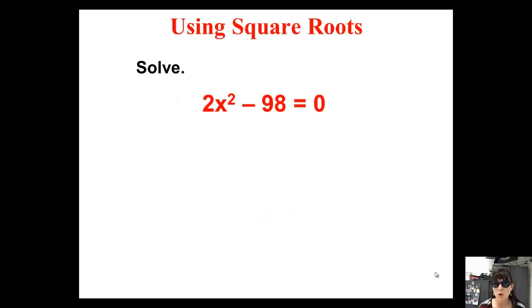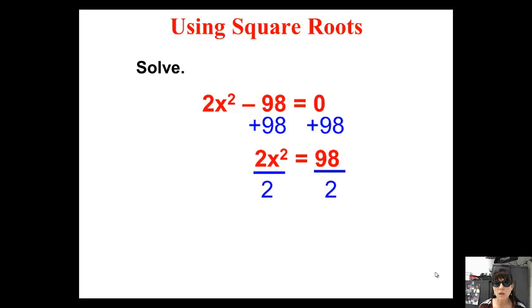Let's try a little more difficult problem. If I gave you 2x squared minus 98 equals 0, you would have to use your inverse order of operations to solve for x. So we're going to add 98 to both sides. You're going to get 2x squared equals 98. Divide both sides by 2, and you get x squared equals 49. Thankfully, it's a perfect square. Take the square root of both sides, and you get x equals positive or negative 7.